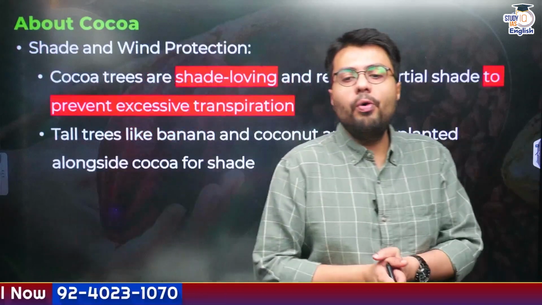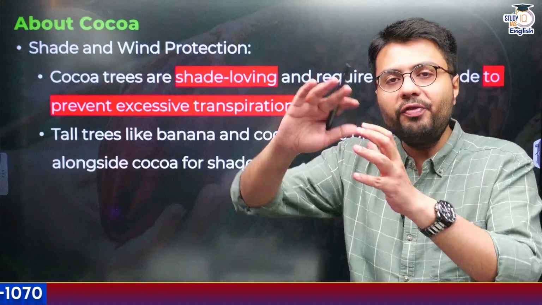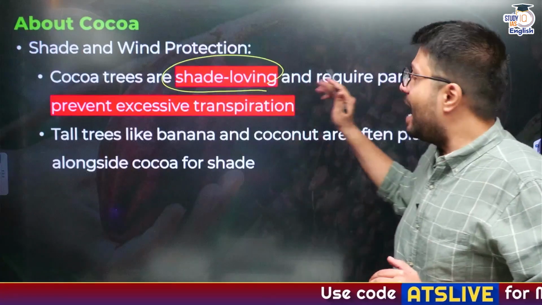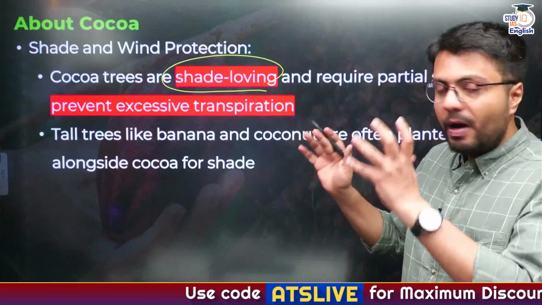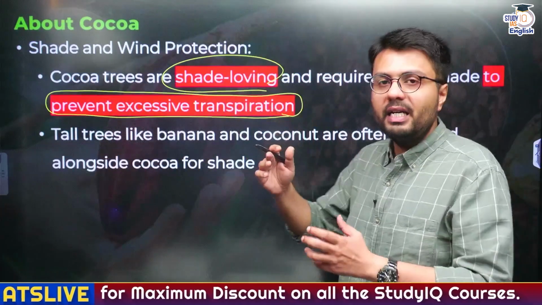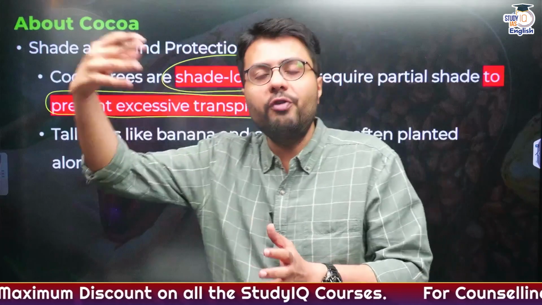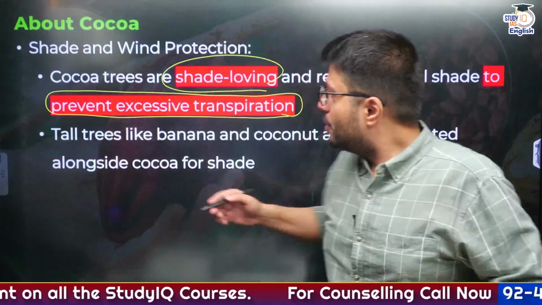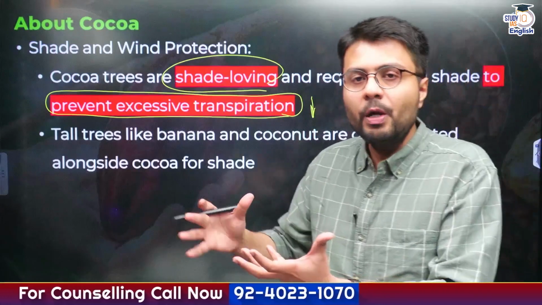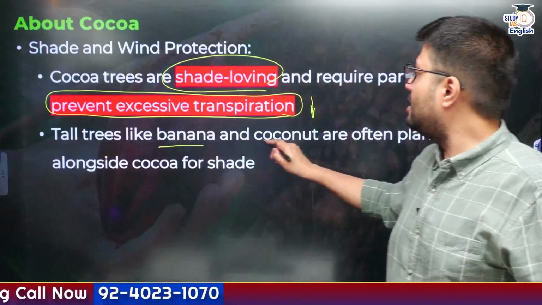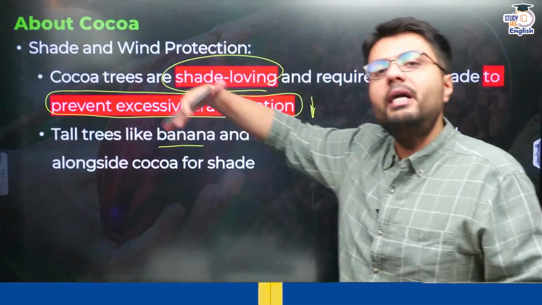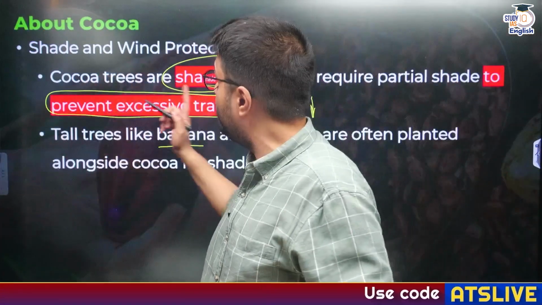Another aspect about cocoa is that the plant needs frequent shade and wind protection, because these plants are shade loving, and shade actually enables these plants to prevent excessive transpiration. Transpiration basically is the movement of water away from roots and into the atmosphere. So when we reduce transpiration, it leads to good growth of cocoa. So therefore, trees like banana trees and coconut trees are often used by farmers to provide shade to the plantation of cocoa, which is very essential to prevent what?